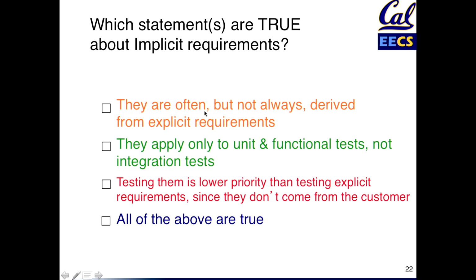Okay, I think enough people got this one that I'm just going to go explain the answers here. So, which statements are true about implicit requirements? First, that they're often but not always derived from the explicit requirements.